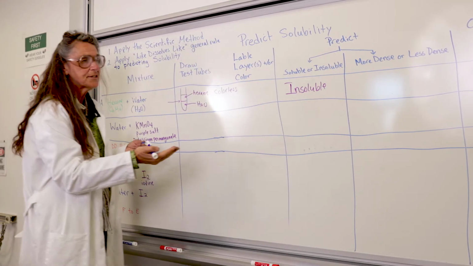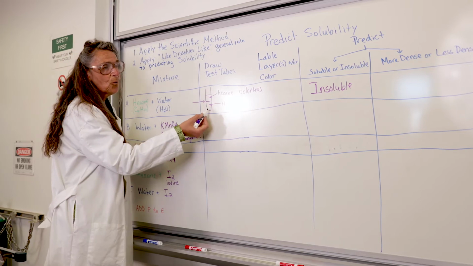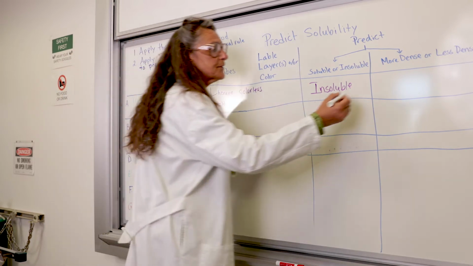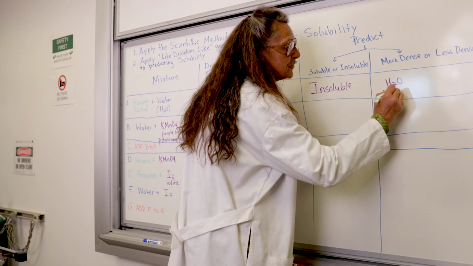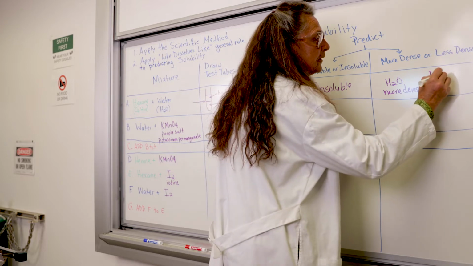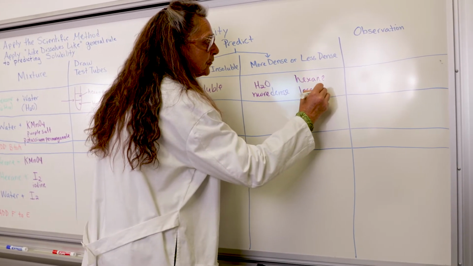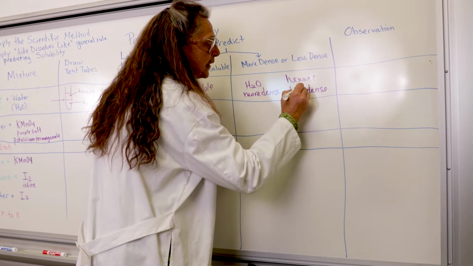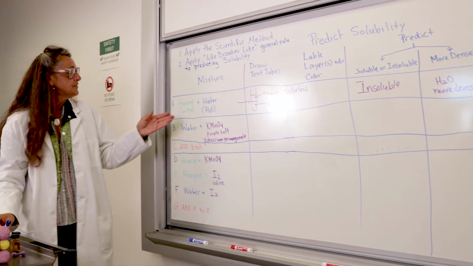And is one more dense than the other? Yes. The heavier one that's on the bottom is more dense, so water is more dense, and the lighter one, hexane, is less dense. And then you can make your notes about the observation. So that is test tube A.